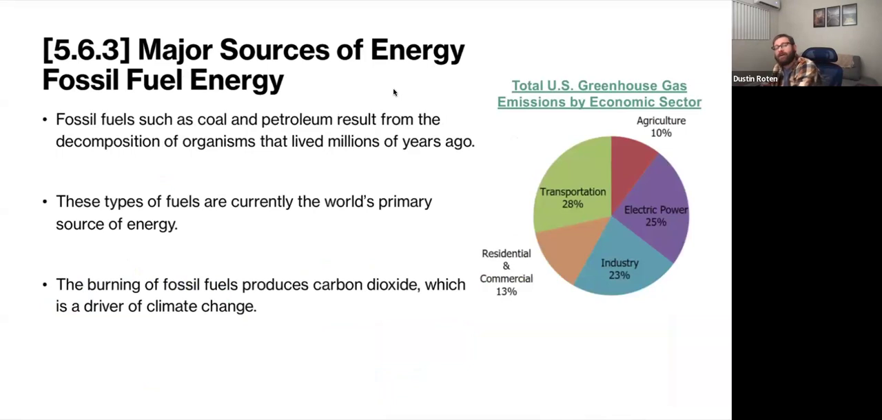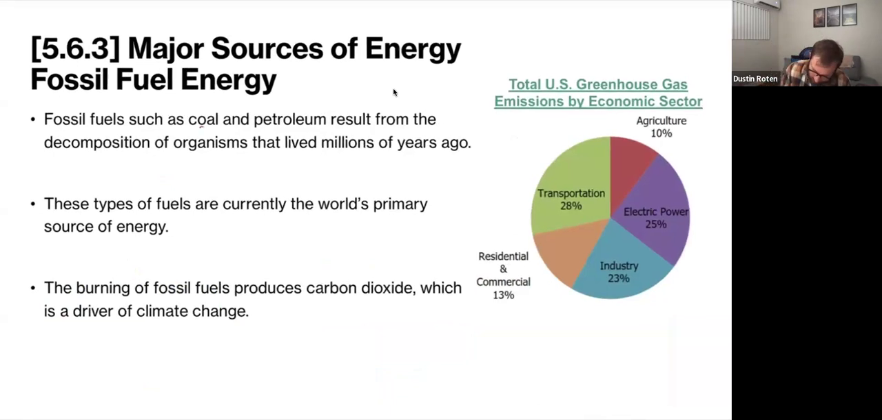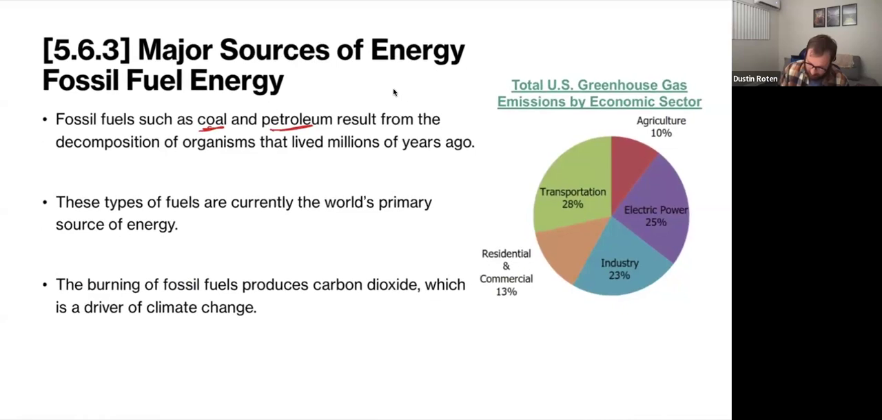Obviously, fossil fuel is a source of energy. So fossil fuels would be like coal and petroleum, which is essentially gas, like you would put in your car. So this actually comes from decomposition of organisms, so dead organic material from a long time ago underground. As all that biological material decays, it builds up this goop that you can actually burn. It's very flammable, and that's where you get your energy from. It's from the burning of that chemical storage in those fossils.